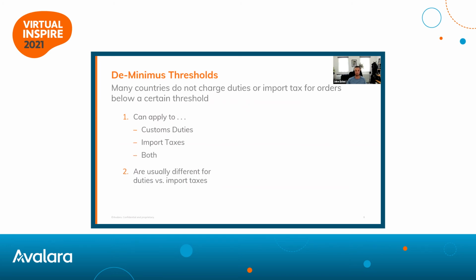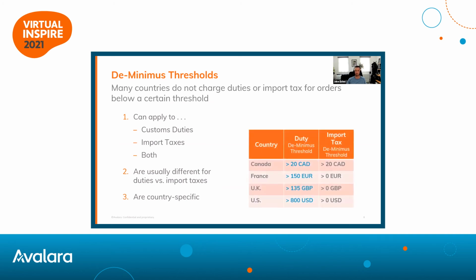Okay. Now, sometimes there are imports that aren't subject to any taxes, which is great. It doesn't happen very frequently, but for smaller shipments, it does. These exemptions can apply to customs duties. There's a separate threshold for import taxes, or both, and they are country specific. So here are some examples on the right-hand side. You can see Canada has a fairly low de minimis threshold for duty and import taxes. France has a 150 euro threshold for duties, zero for import VAT starting July 1st. The UK, US, you can see it does vary tremendously by country.